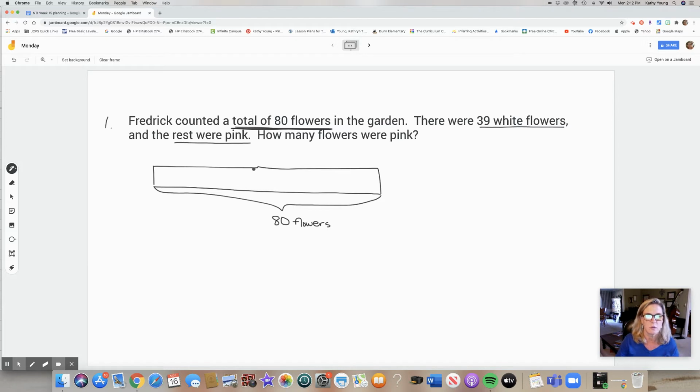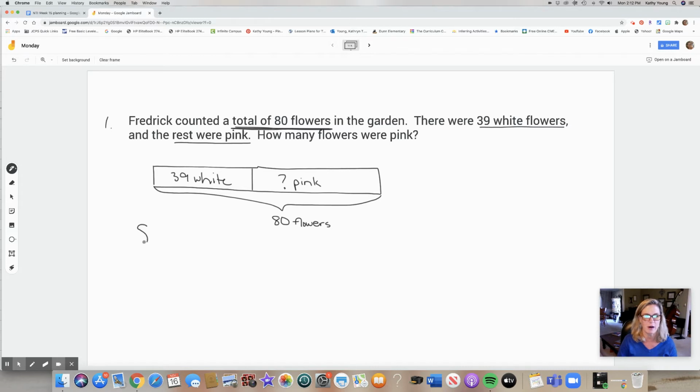Okay, so there were 39 white and who knows how many pinks. Okay, so anytime we have the total and a part, and we have to figure out the other part, that is going to be a subtraction problem. I'm going to show you several different ways that you could solve this. And again, you pick the way that works for you.